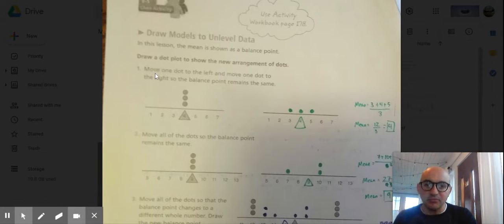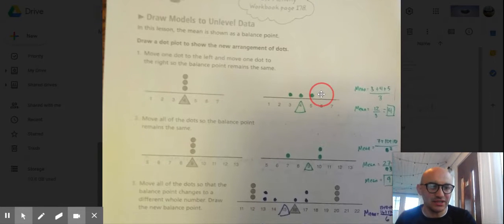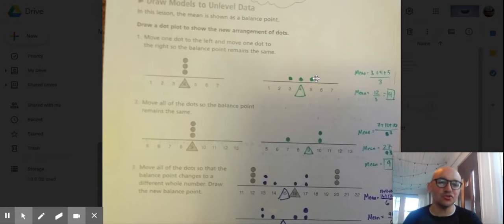And on problem 1, it says move one dot to the left and move one dot to the right so the balance point remains the same. So pretty straightforward. We take one dot over here to the right, one dot over here to the left, and when I redraw it, I draw it with my dots. I just use my pen to color them in. And then my balance point, which is what that triangle represents, stays at 4 because that's what the problem told me to do. So pretty straightforward process in terms of drawing it, just helping your brain visualize what we're doing.